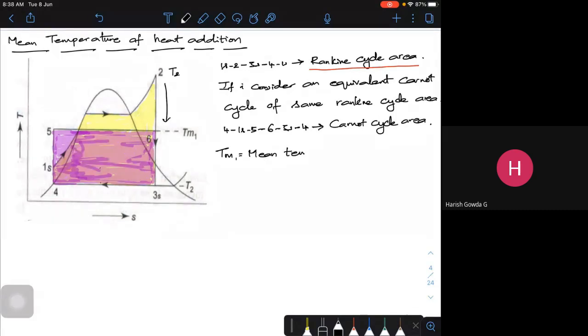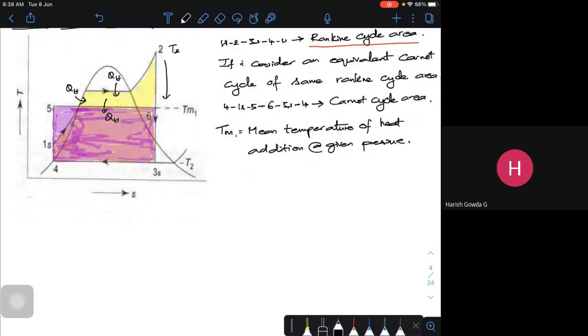This is my mean temperature and I'm trying to add heat here. So this is the heat addition. Everything here is heat addition. Here also I am adding heat, so that's why this is called the mean temperature of heat addition, at any given pressure.